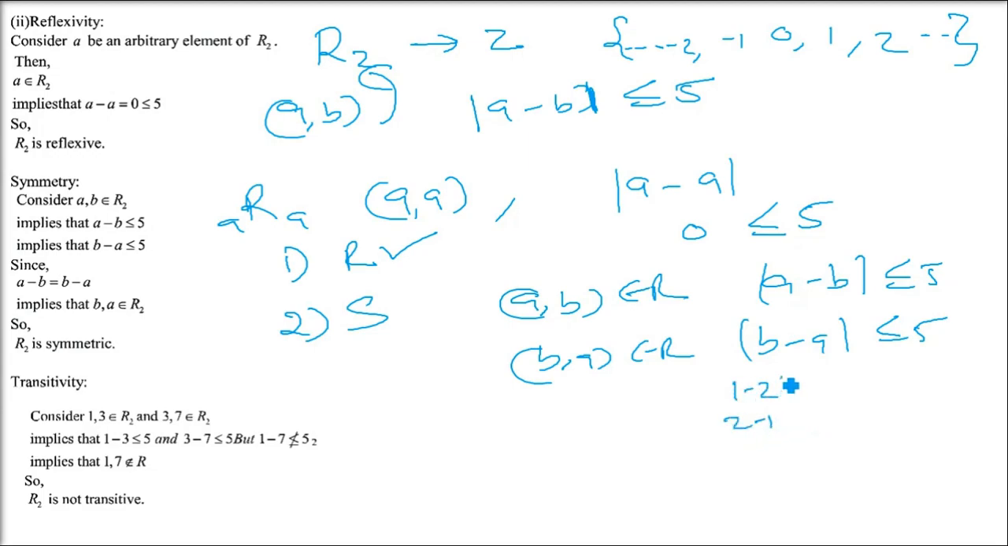So 1 minus 2, 2 minus 1. 1 minus 2 mod is minus 1, mod is 1. 2 minus 1 is 1. So both the times you are going to get it as less than or equal to 5 by virtue of modulus, absolute value. So R2 is symmetric. Please remember, I am talking about Z.